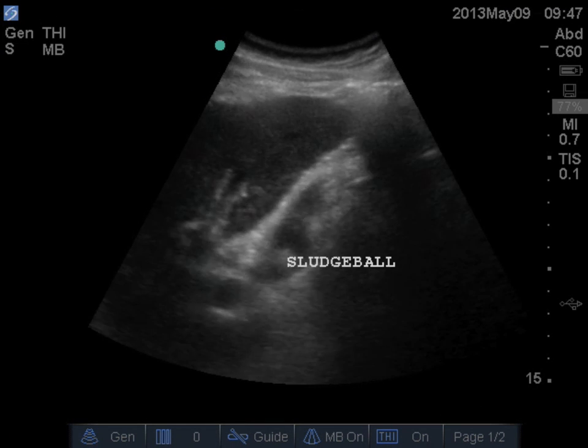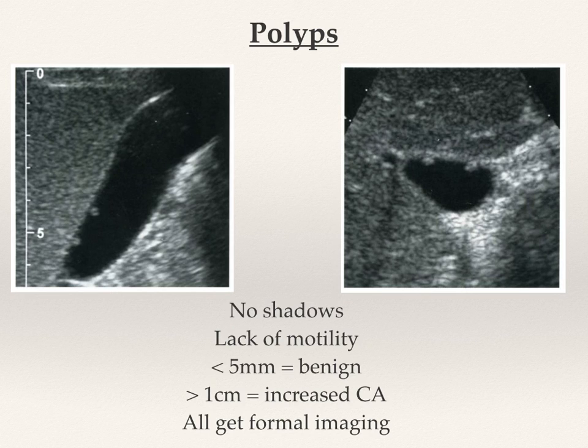We'll keep moving. Another intraluminal finding, polyps. You might want to write down the words that are below these 2 images. They don't have shadows. They are not going to move. The fact that the ones that are less than 5 millimeters are more likely to be benign is important, and the ones that are greater than a centimeter, they do have an increased risk of malignancy. Whether you measure it at 5 or whether you measure it at 1 centimeter, it doesn't matter. All of these patients need formal imaging, and we need to ensure that they have appropriate follow-up.